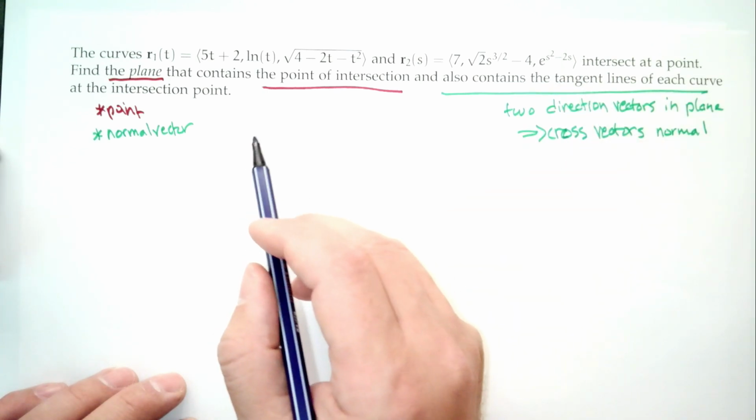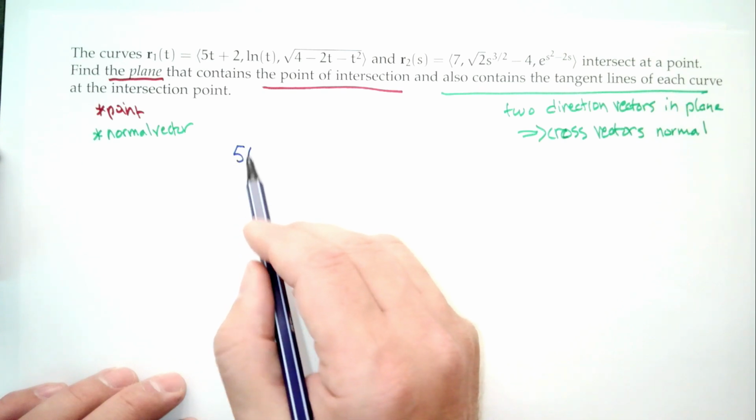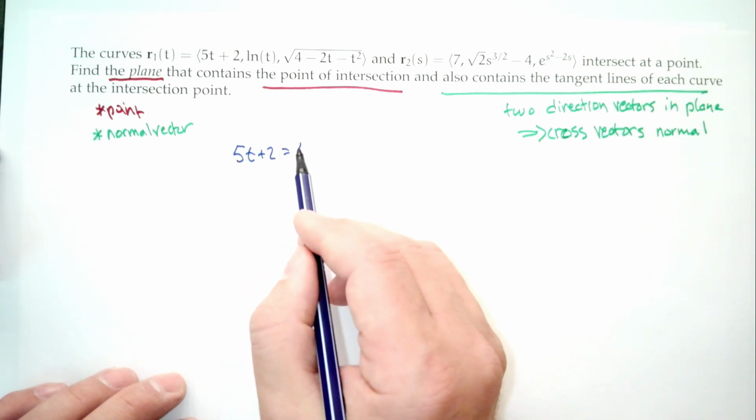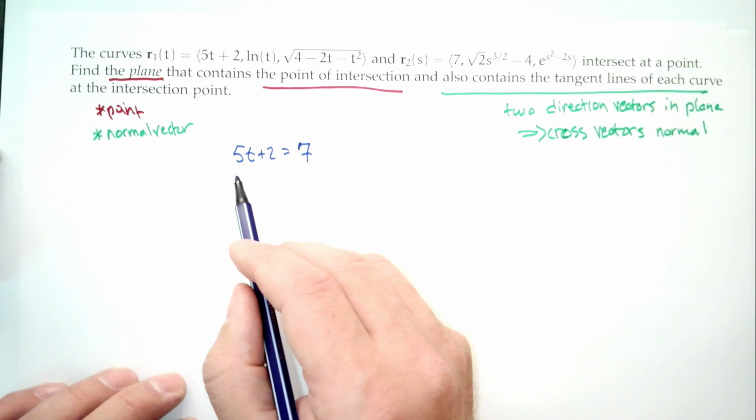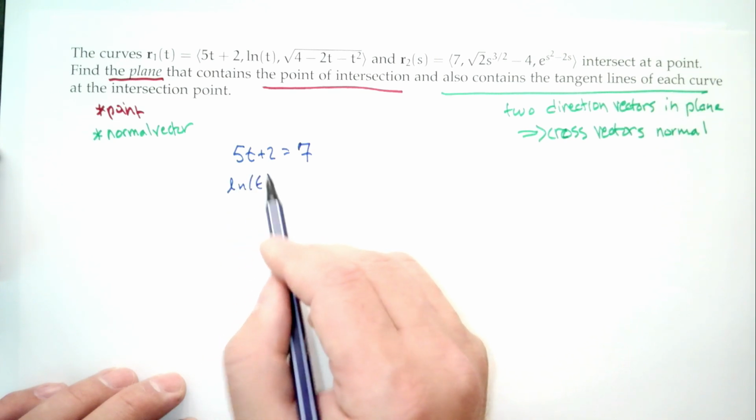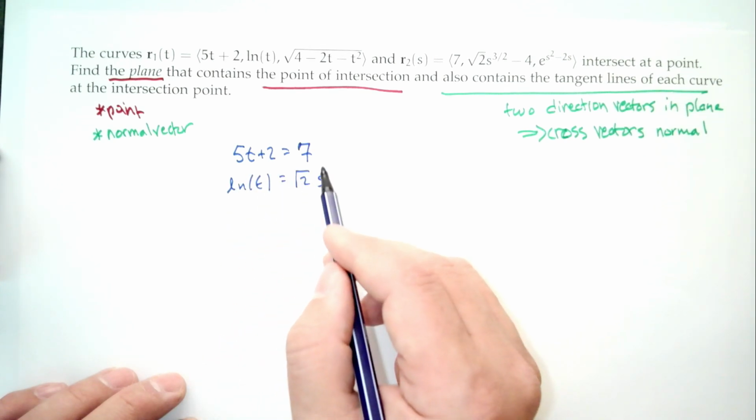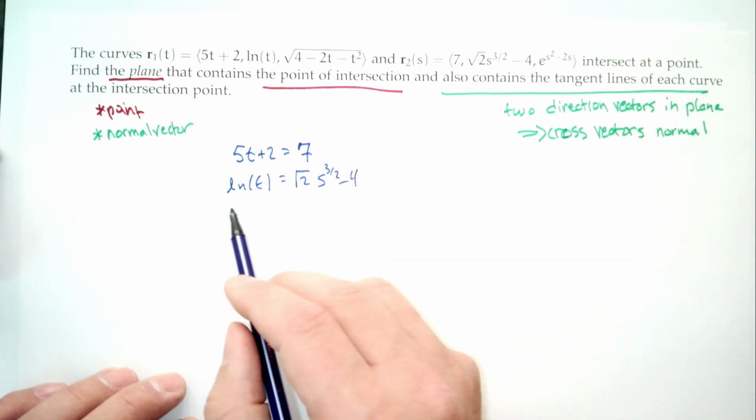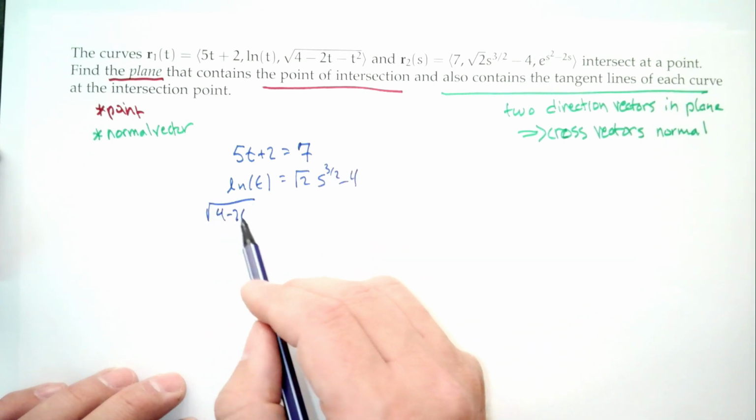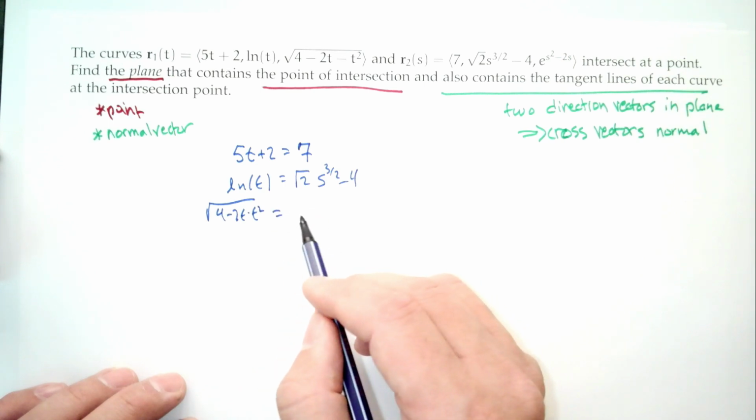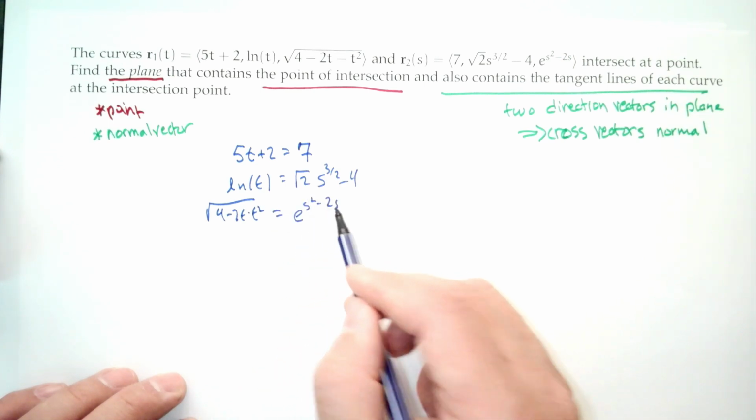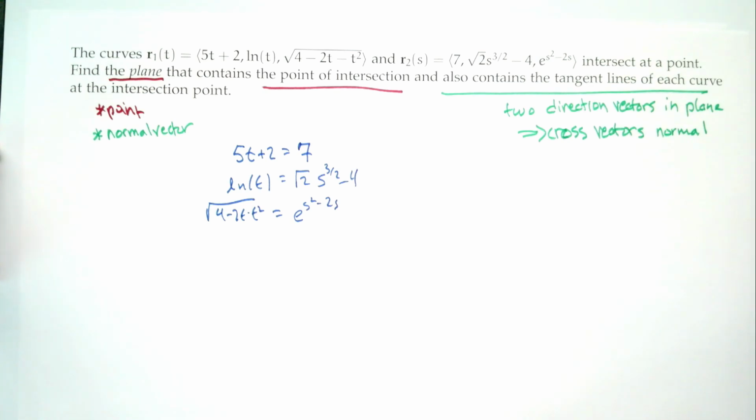So if they intersect, then the coordinates have to line up. So 5t plus 2 had better equal 7. Log of t had better equal square root of 2 s to the 3 halves minus 4. And the square root of 4 minus 2t minus t squared had best equal e to the s squared minus 2s. So whenever you have to find whether or not two things intersect, you set the coordinates equal to each other. Now you have a system of equations and you solve.